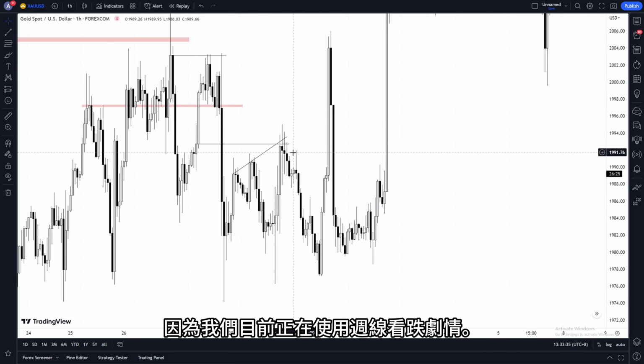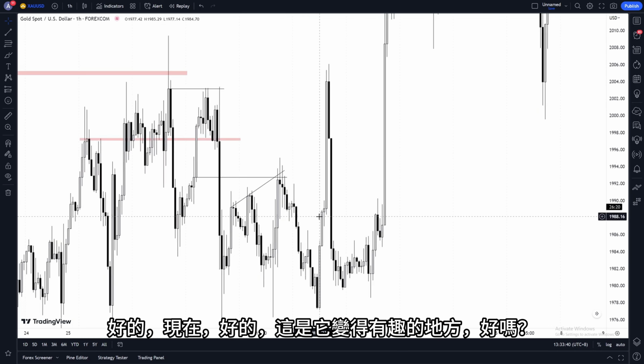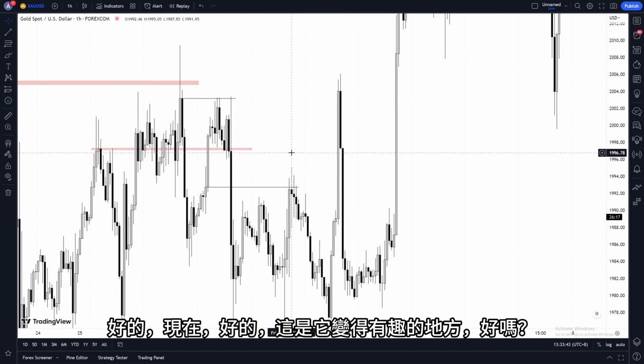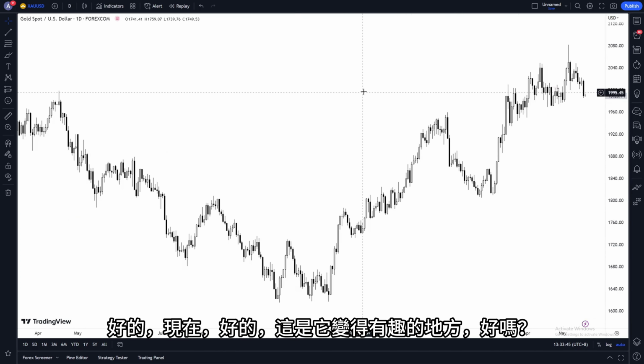Why does this work? Because we are currently using the weekly bearish storyline. Okay, now here's where it gets interesting. This is what I love.